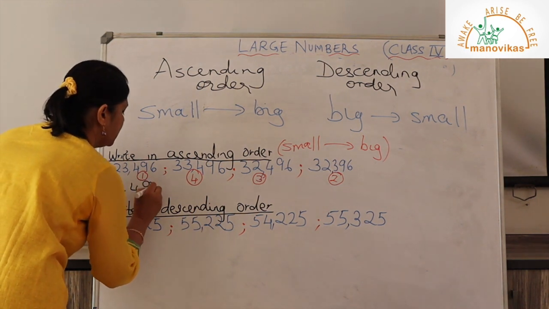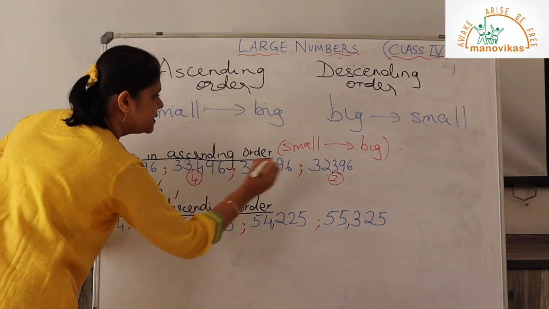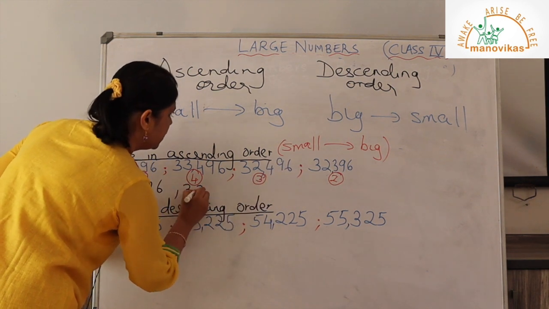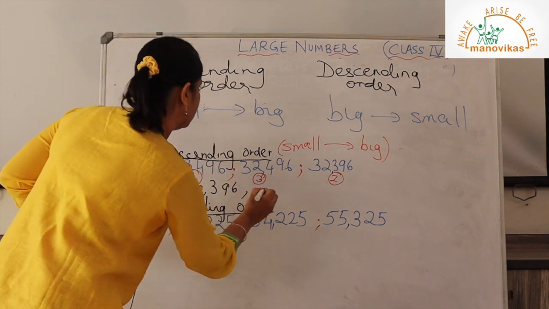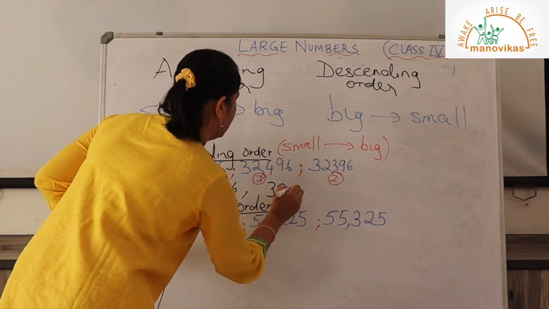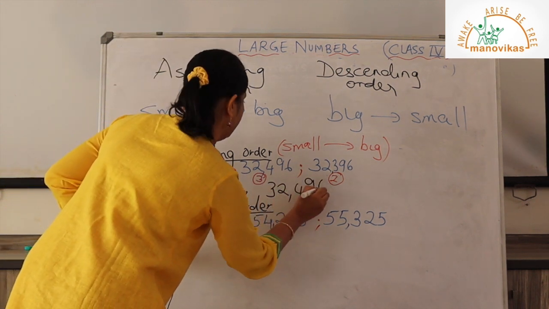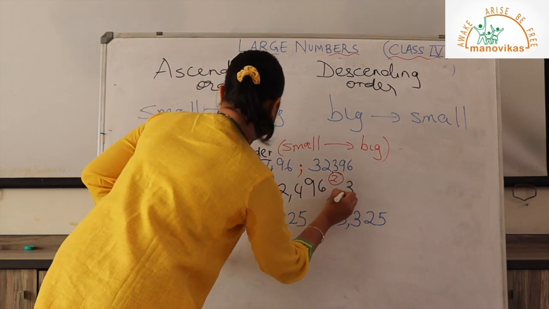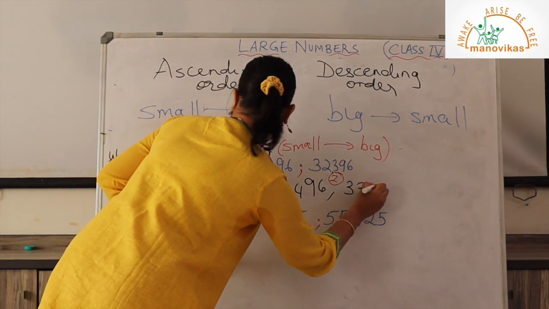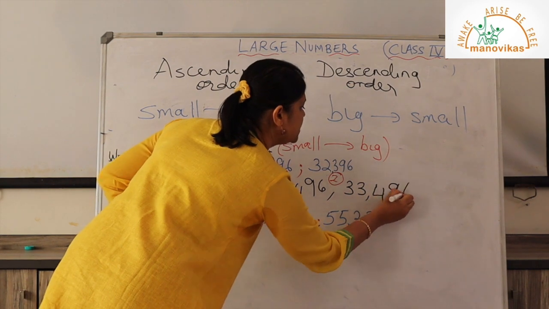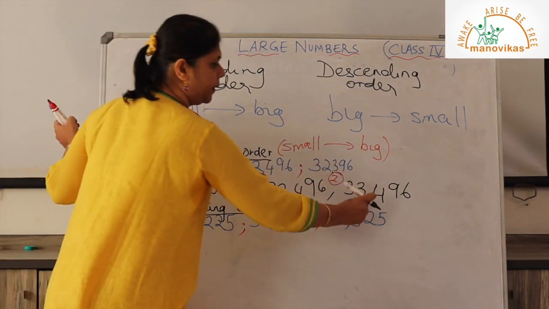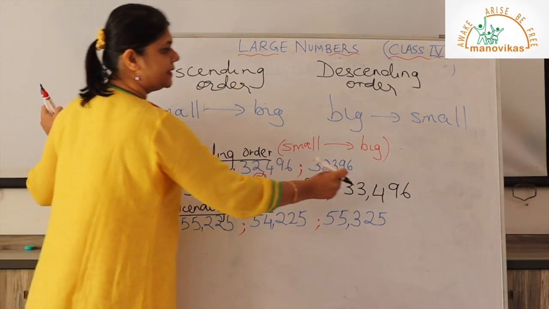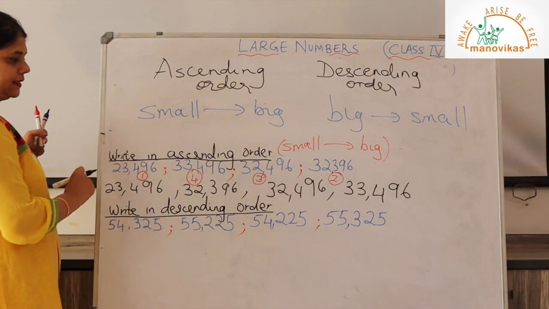23,000. Okay, second is 32,000. Third is 33,496. Right? So small to big. This is the smallest number and this is the biggest in this list.